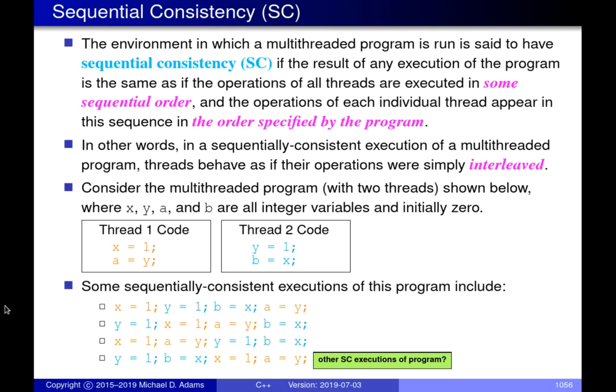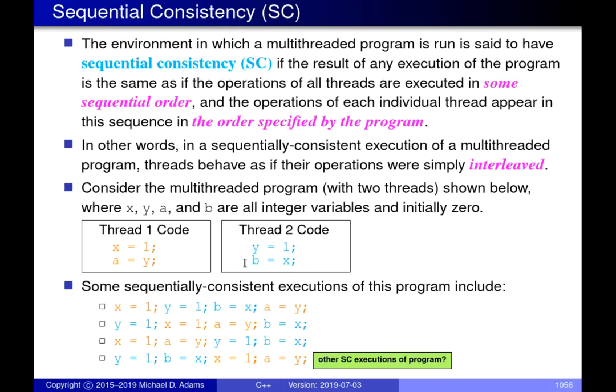What I have on this slide is a very simple program that consists of two threads. We have variables x, y, a, and b, which are all integer values, and they're all initialized to 0 to make the example simpler. The first thread sets x equal to 1, and then assigns y to a. Thread 2 sets y to 1 and assigns x to b.